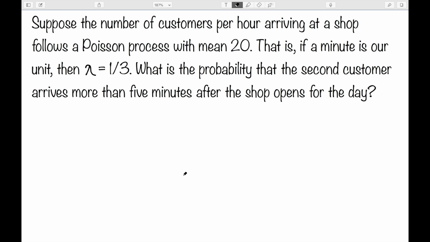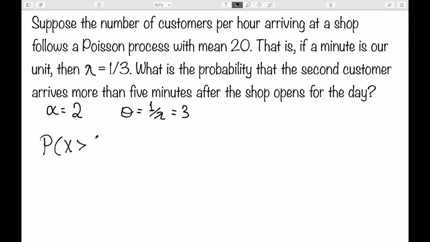Let's suppose the number of customers per hour arriving at a shop follows a Poisson process with mean 20. So that is, if a minute is our time unit, then lambda is equal to 1/3, since it'll be 20 out of 60. What is the probability that the second customer arrives more than 5 minutes after the shop opens for the day? Well, in this case, we want the second customer, so we have alpha is equal to 2, and theta will be equal to 1 over lambda, or 3.